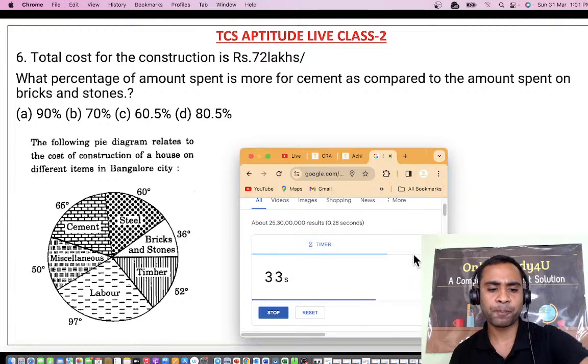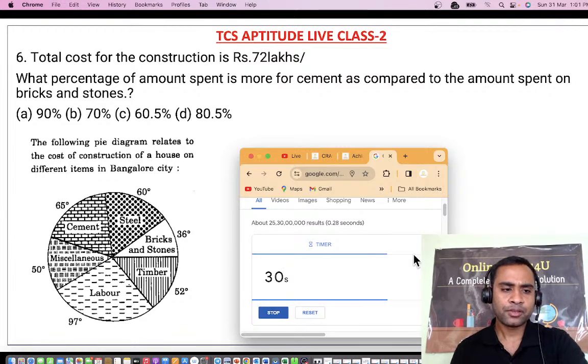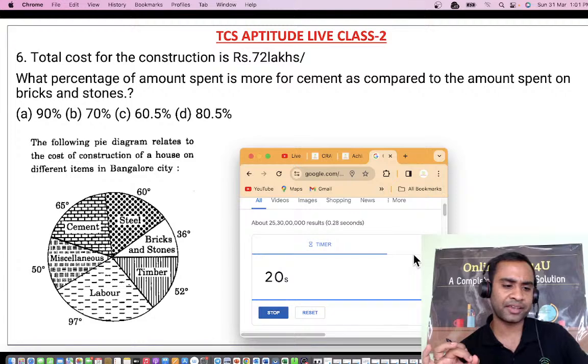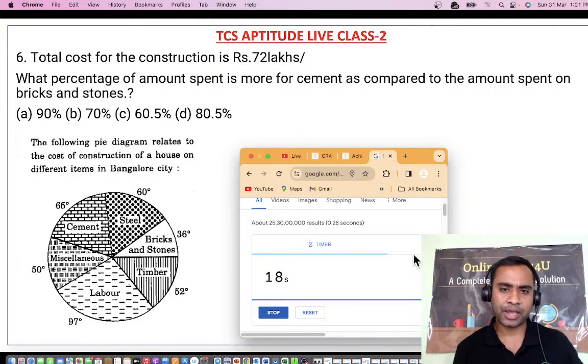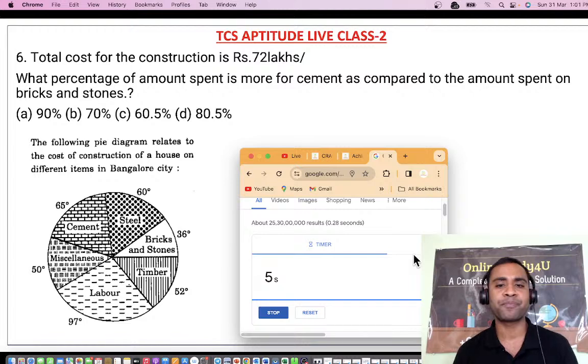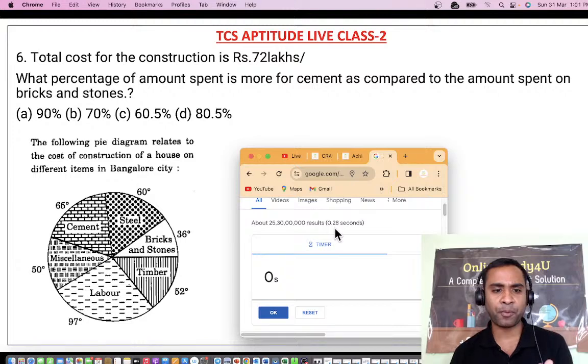Okay, so please try. Whatever questions we are doing, all are wonderful questions, and definitely this will help you a lot to understand and then do the problem in the exam. So total cost for the constructions is rupees 72 lakhs. What percentage of the amount spent is more for cement as compared to the amount spent on bricks and stones? Basics are required for every problem. If your basics are not good, then you will face problems.